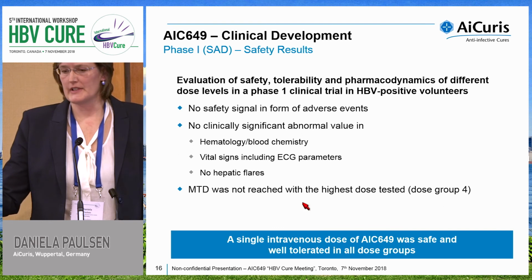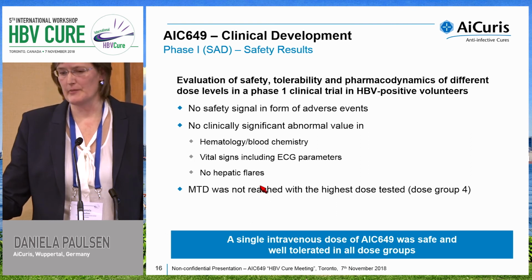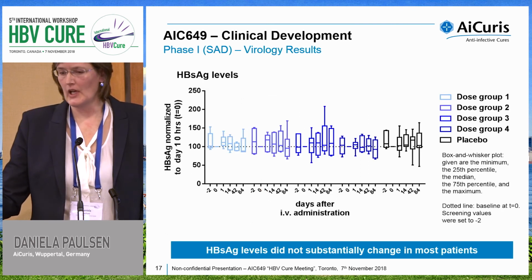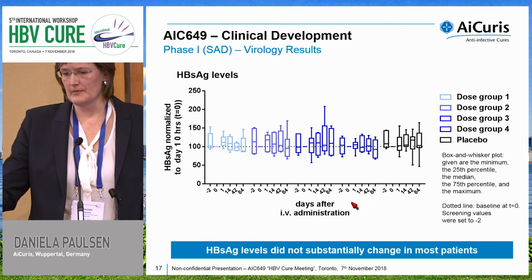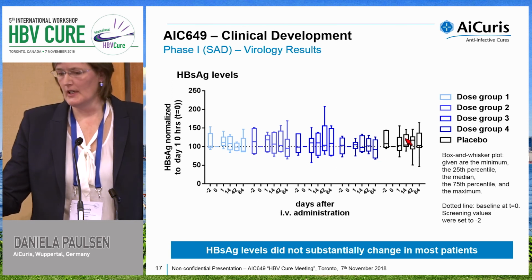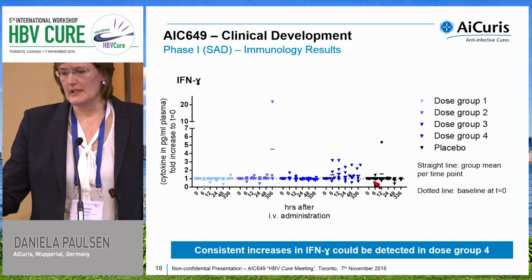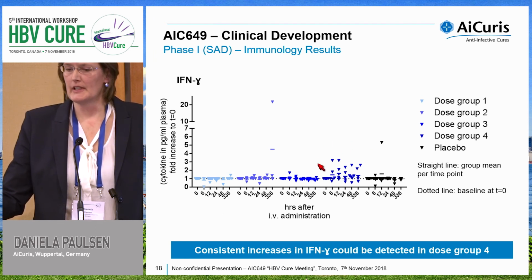I'm not going into details here, but there was no safety signal, so everything was safe, and we didn't even reach the maximum tolerated dose. Looking only at HBS, so up to 3 months of follow-up, there was not much to see. But what we could see is that, giving you an example, so this is interferon here coming up in the 4th dose group. So this is the placebo, it's quite flat, and this is the dose group 4.